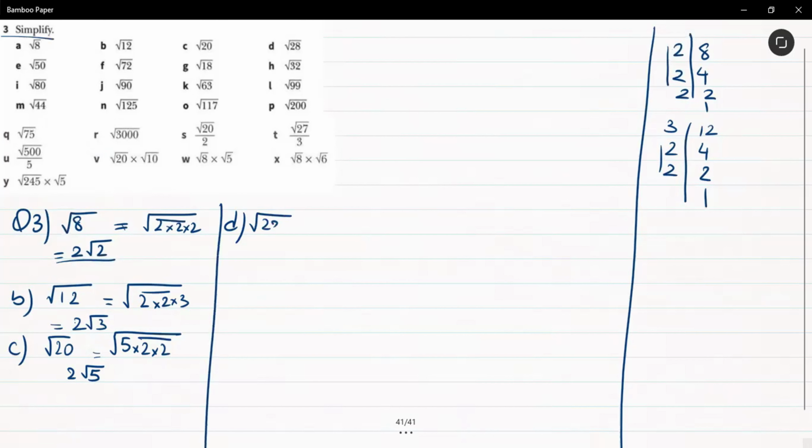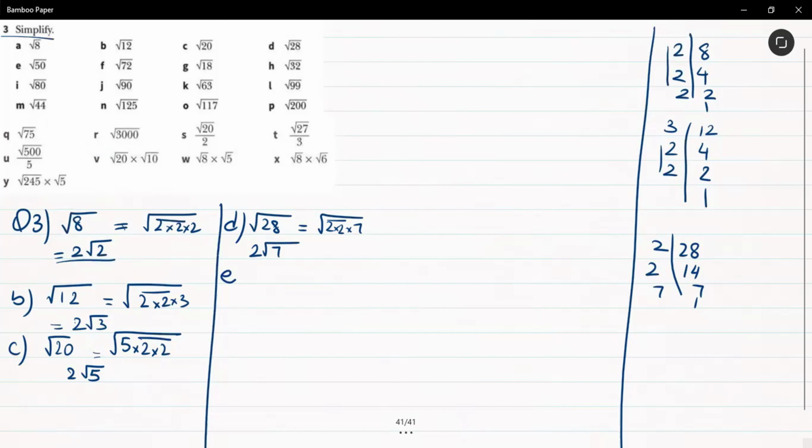So under root 28. What would be under root 28 equal to? So two fourteens are 28, two sevens are 14, seven ones. So again, this is equal to under root 2 multiplied by 2 multiplied by 7. We make this pair, we get 2 under root 7. And that's it for part D.